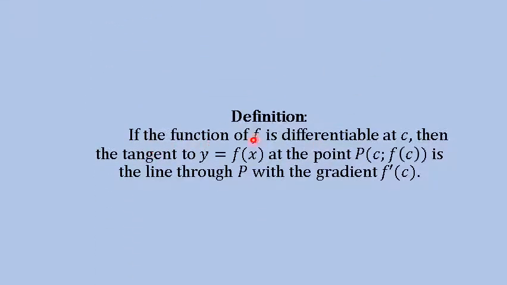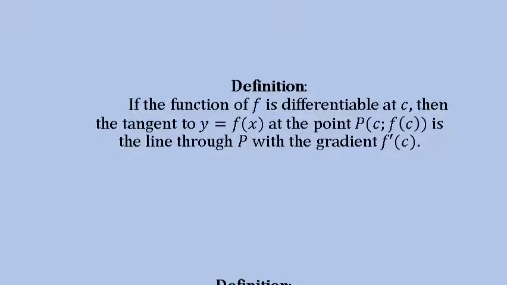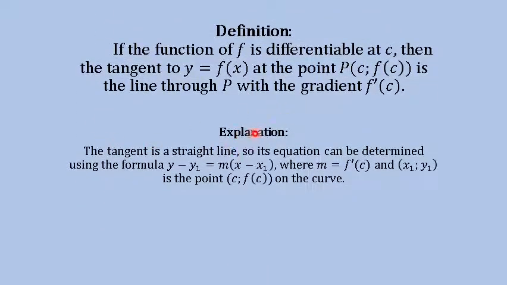Definition. If the function f is differentiable at c, then the tangent to y equals f of x at the point P, c and f of c, is the line through P with the gradient f prime of c. Does this definition make sense? Okay, don't worry. So here is the explanation. The tangent is a straight line, so its equation can be determined using the formula y minus y1 equals m into x minus x1, where m equals f prime of c, and x1 and y1 is the point c and f of c on the curve.